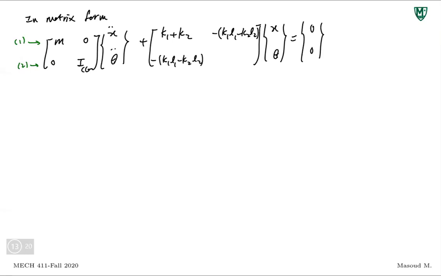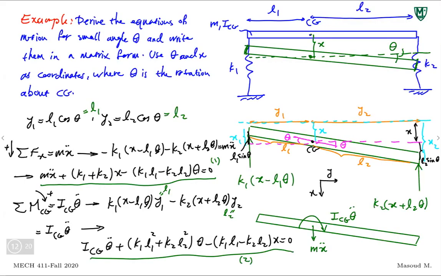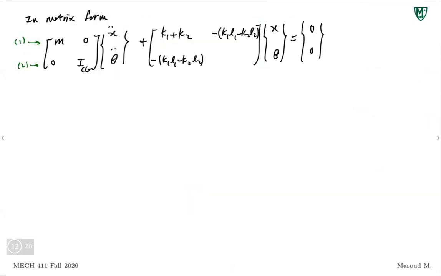In the stiffness matrix, this gives minus K1 L1 minus K2 L2. If it was something different, we would have made a mistake, because this matrix should be symmetric. Whatever the off-diagonal element is there, it should be the same off-diagonal element here. And the other component would be K1 L1 squared plus K2 L2 squared. I don't know if I can fit it there. And this is the matrix form of the equations of motion.